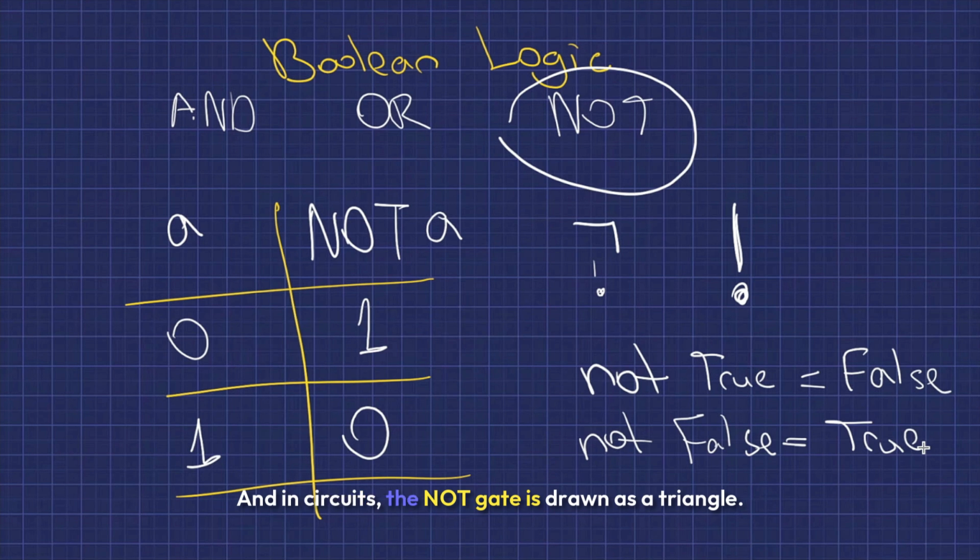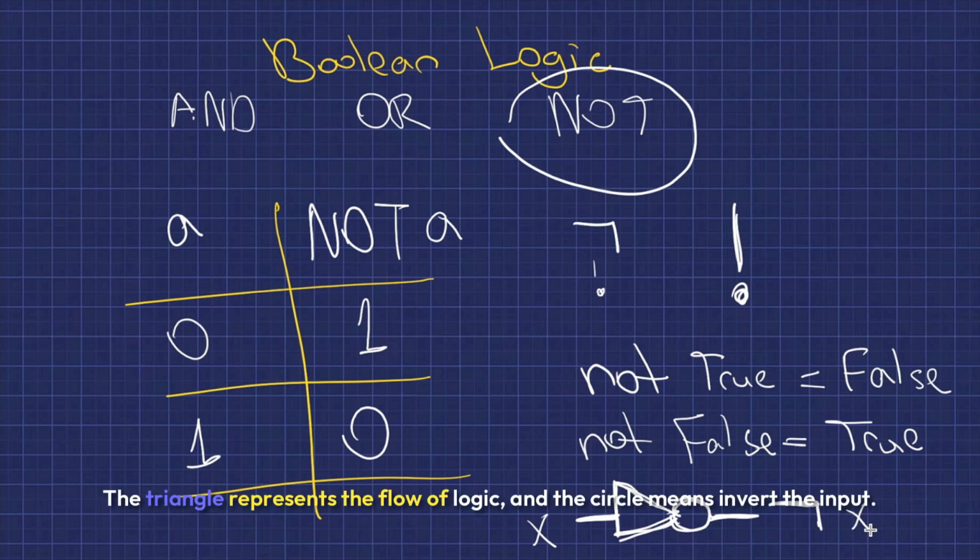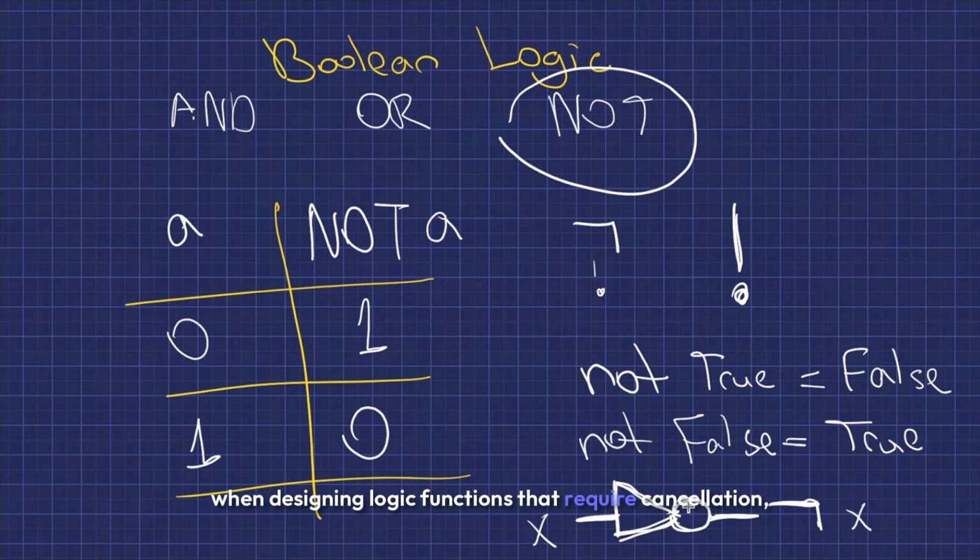And in circuits, the NOT gate is drawn as a triangle like this. For example, A, or let's actually represent it by X. Here, triangle, circle, and what? NOT X. Now, that is how you draw it in logic circuits. The triangle represents the flow of logic, and the circle means invert the input. Now you will encounter NOT gates frequently when designing logic functions that require cancellation, inversion, or toggling a state from on to off.